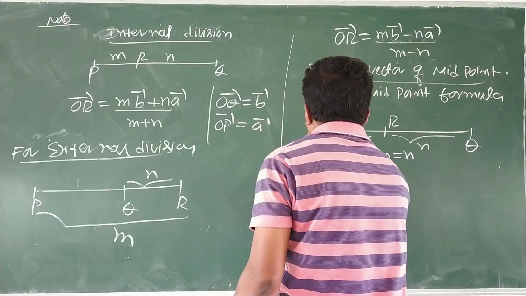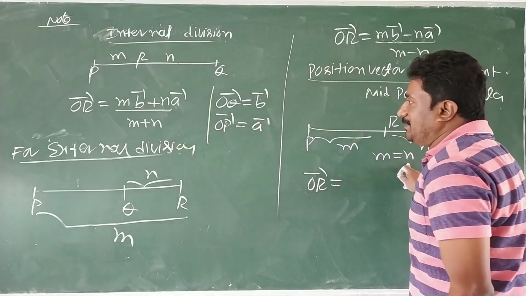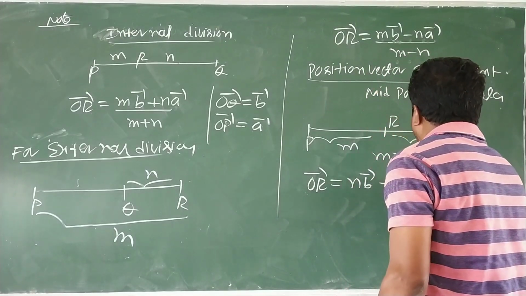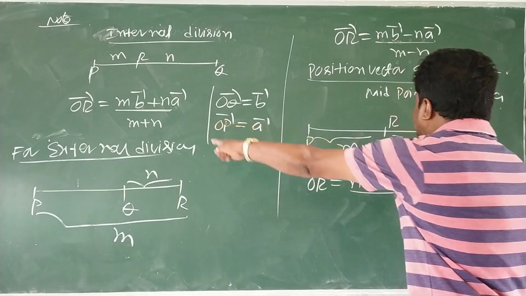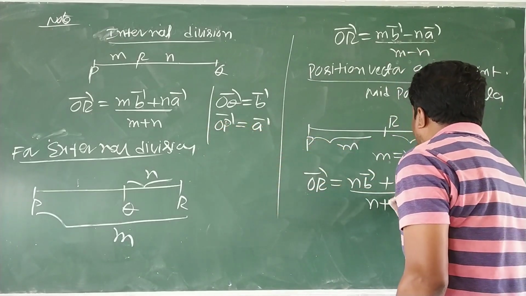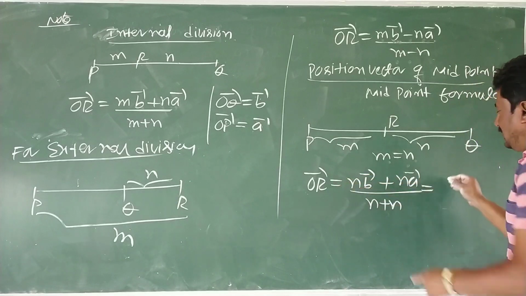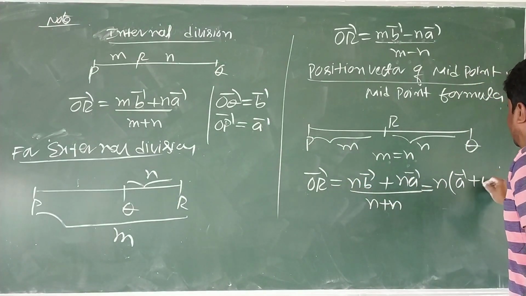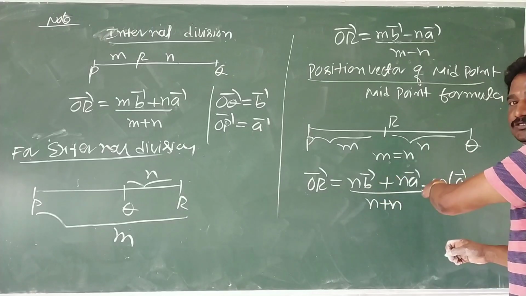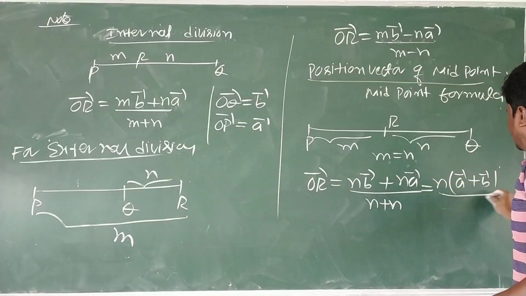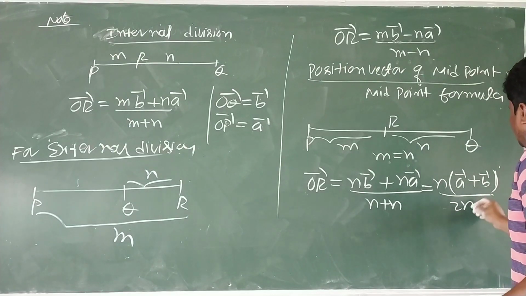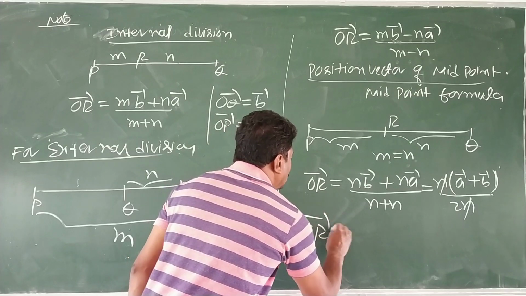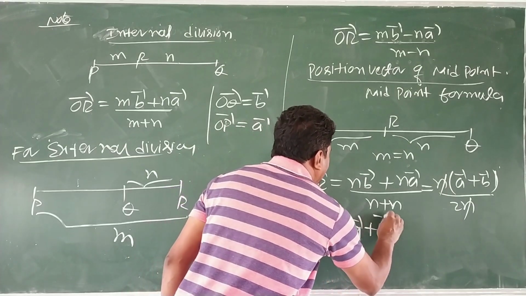Vector r is equal to, what is m, students? m means n. n into vector b plus n into vector a, by what is m plus n? n plus n. Tell me the common factor. n is common. n times (a plus b), vector a plus b. A plus b is the same as b plus a. n plus n is 2n. The n cancels. Vector r is equal to (a plus b) by 2.